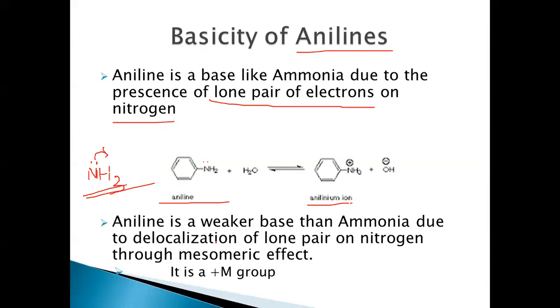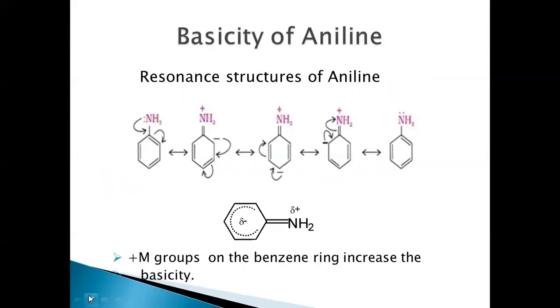Yes, but when we compare the basicity of aniline with that of ammonia, aniline is a weaker base than ammonia, and this can be shown with the help of the mesomeric effect. So when we see the resonance structures of aniline here, aniline has an electron releasing group like the OH group, that is, it is a plus M effect group. It will release the electrons into the system.